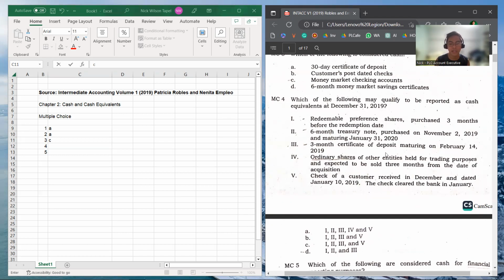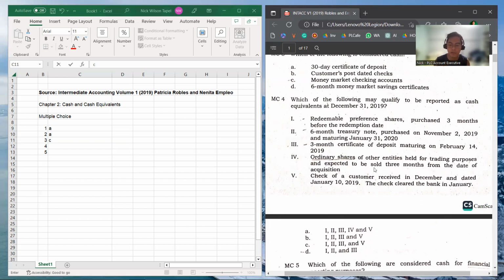Number 3, 3-month certificate of deposit maturing on February 14, 2019. It is said that 3-month, okay, that is included. Number 4, ordinary shares of other entities held for trading purposes and expected to be sold 3 months from the date of acquisition. I think preference shares are only included here, so it is not included. I think this one is an equity, so it is not included in the cash equivalents.